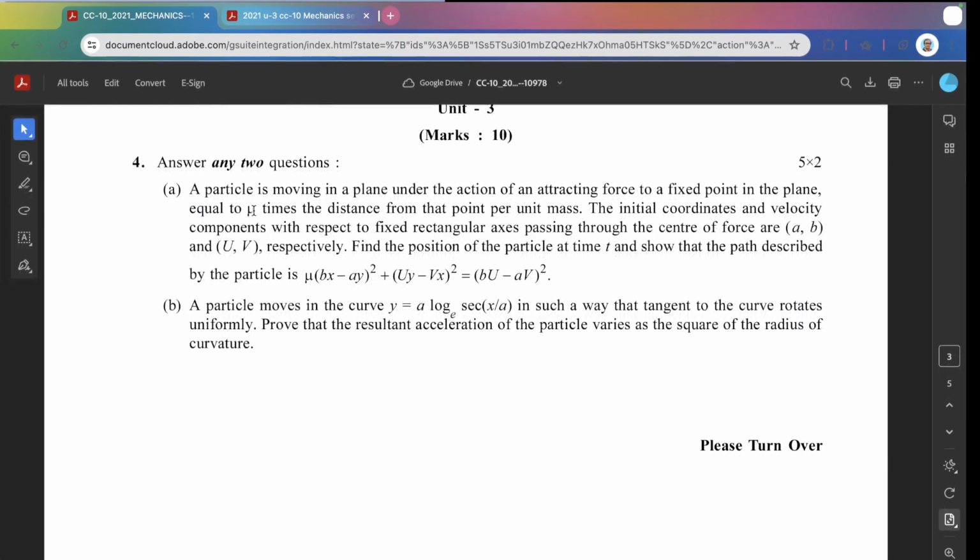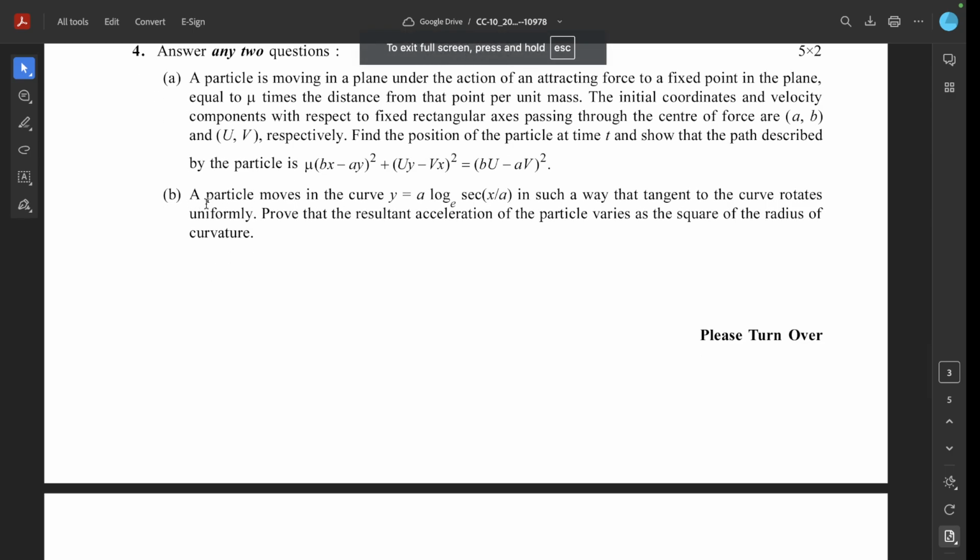Next question, 4a. A particle moves in the curve y equal to a log sec (x by a), log to the base e, in such a way that the tangent to the curve rotates uniformly. Prove that the resultant acceleration of the particle varies as the square of the radius of curvature.